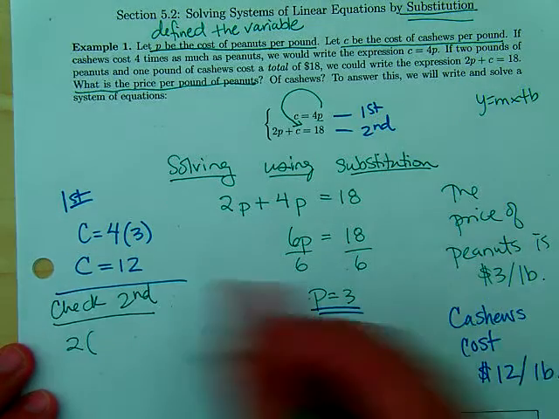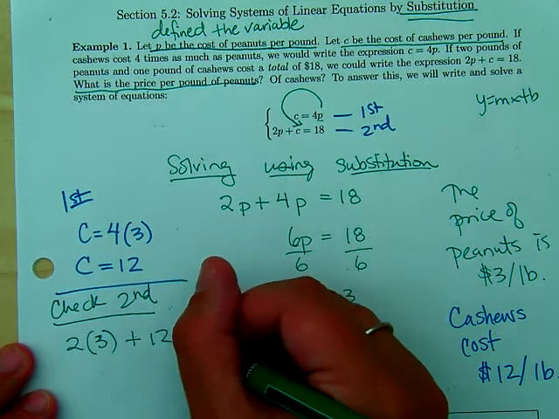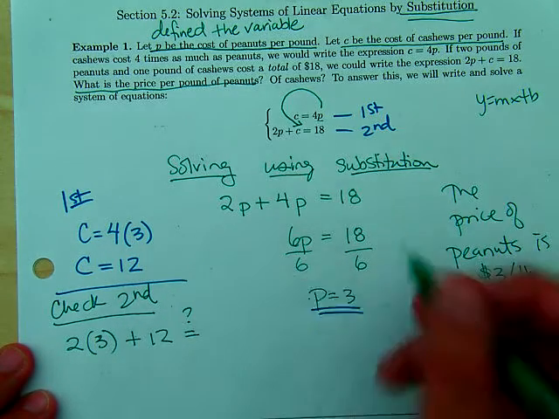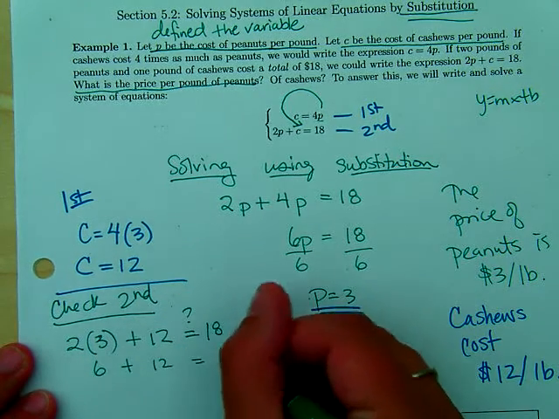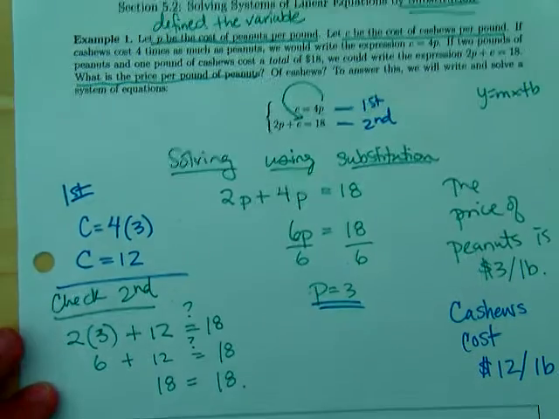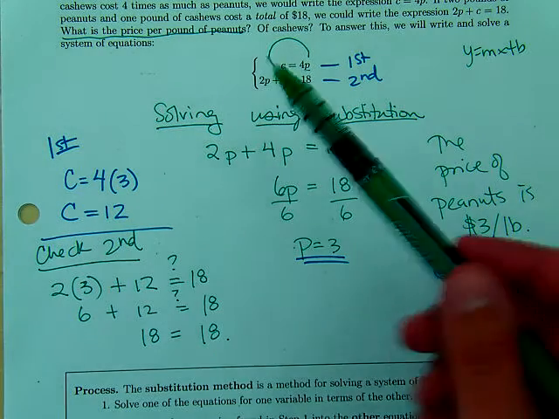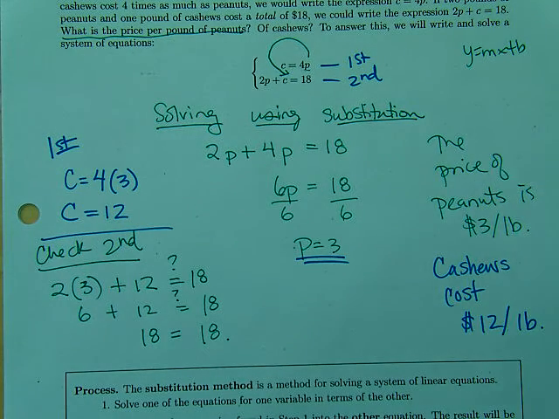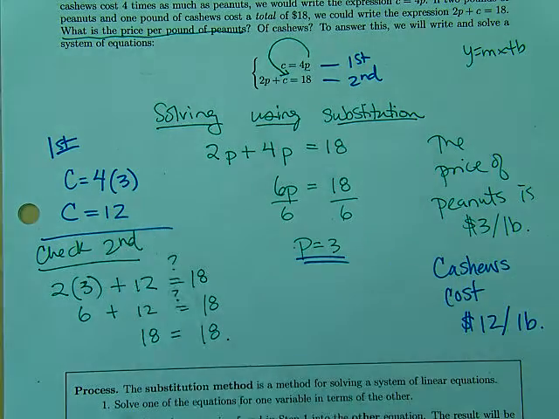2 times 3, because P is 3, plus 12, is it equal to 18? 6 plus 12 equals 18. Is that right? 18 equals 18. Okay, so as long as you make sure, I would always say check in both, and then of course you want your sentence answer right here. We have our sentence. We answered the question. You should always go back to answer this, solve. Okay, I solved. I did my checks.